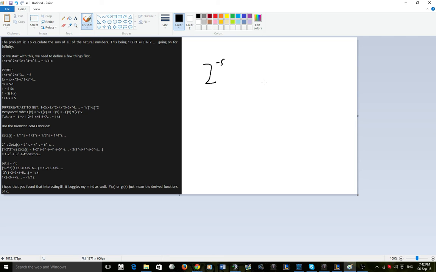Wait, did I do it wrong? I think I did something wrong. Wait, no, I don't think I did. No, I didn't. Multiplying it by 2 to the minus s is essentially just flipping it over and doing some dirty business with it. So you're left with 2 to the minus s plus 4 to the minus s, and that goes on and on.